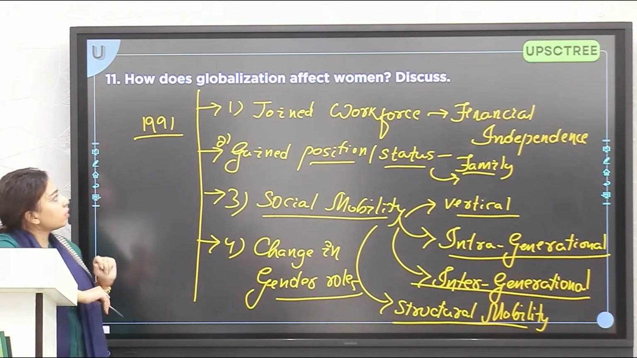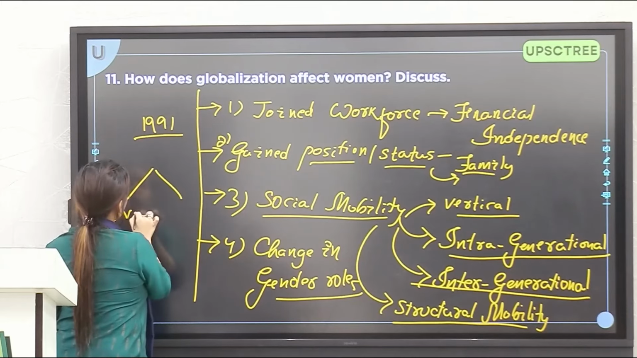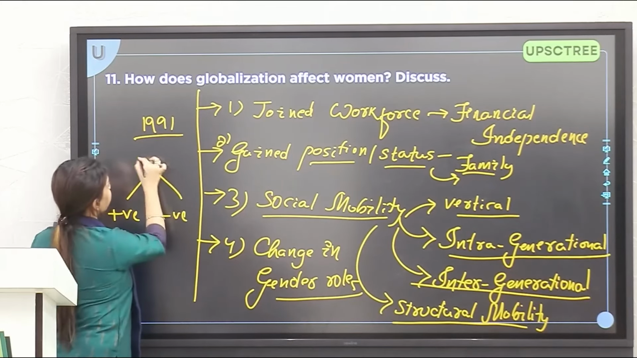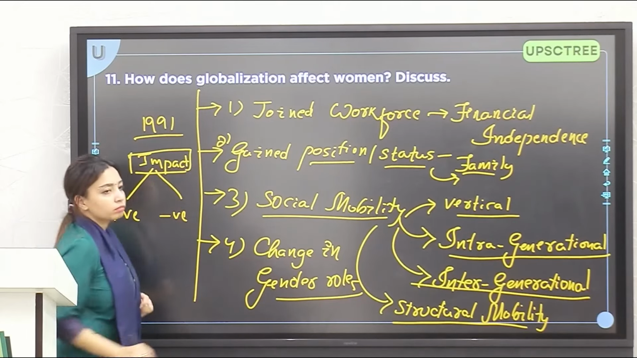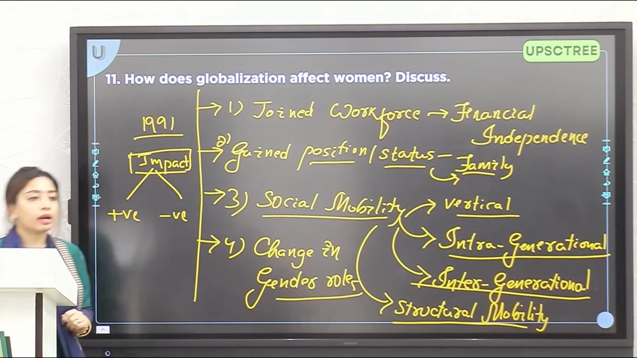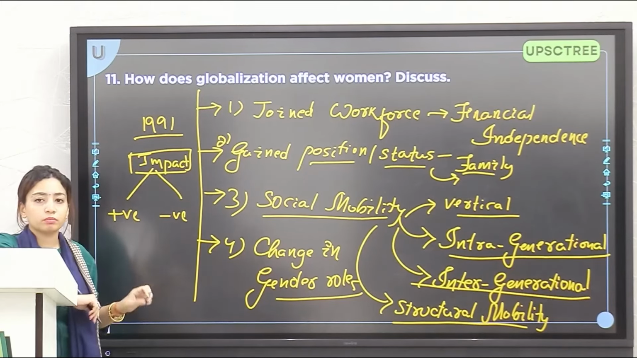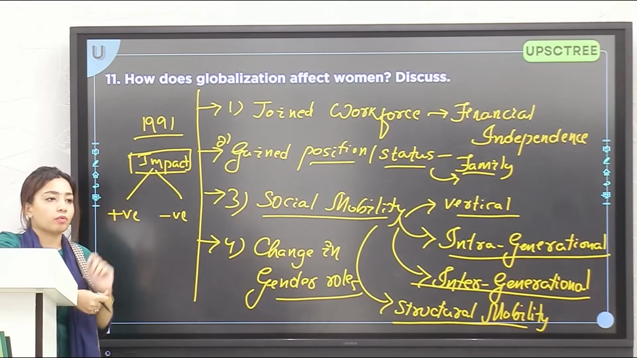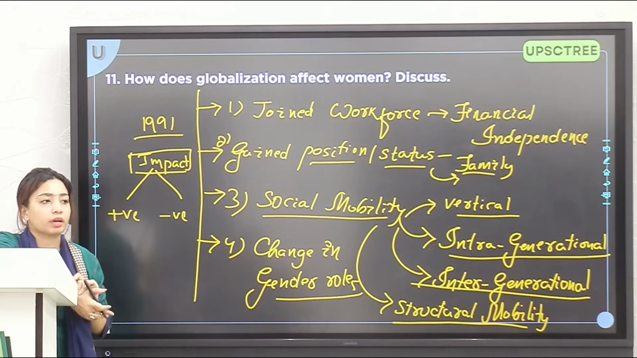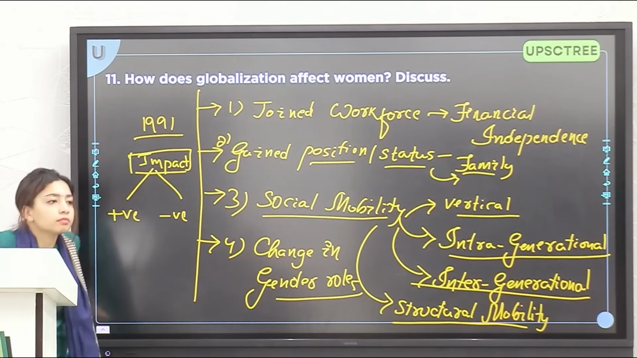The next point is, you can divide the answer into both positive impact and negative impact. In this kind of question, you can enhance your answer by writing both approaches, positive and negative. Tell me one negative impact of globalization on women that you can think of right now. More pressure on women. They are expected to do the household chores.